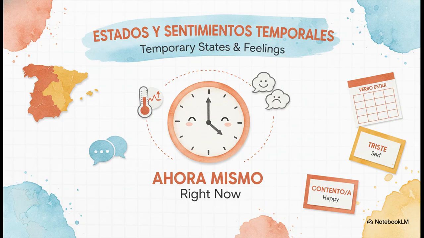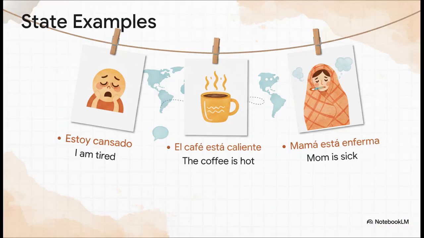Rule number 2 covers temporary states and feelings. This is all about the present moment, you know? It's a condition, a mood, or a temperature that can and probably will change. How things are right now. For instance, estoy cansado. I am tired. Or for temperature, el café está caliente. The coffee is hot. Give it an hour and it's iced coffee, right? We also use it for health, like mi mamá está enferma. My mom is sick. Or for moods, like los niños están contentos. The children are happy. Feelings, illnesses, and temperatures are fleeting, so estar is required.